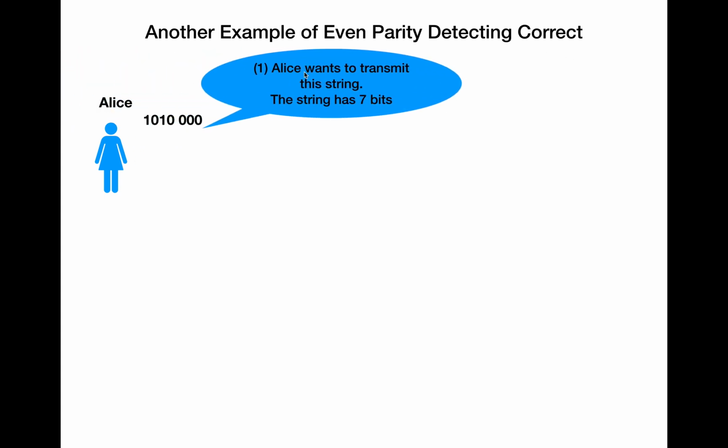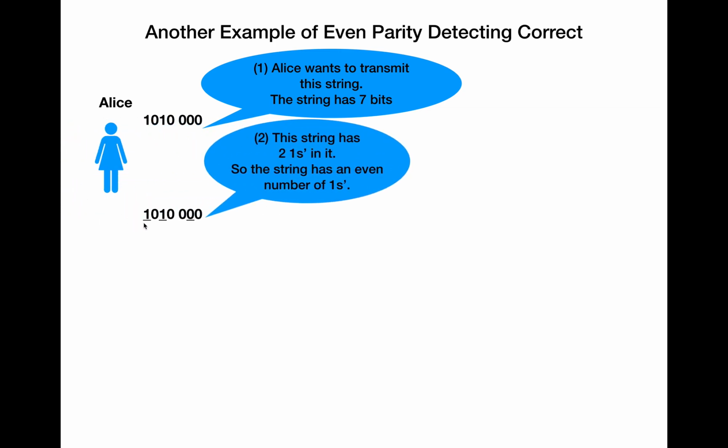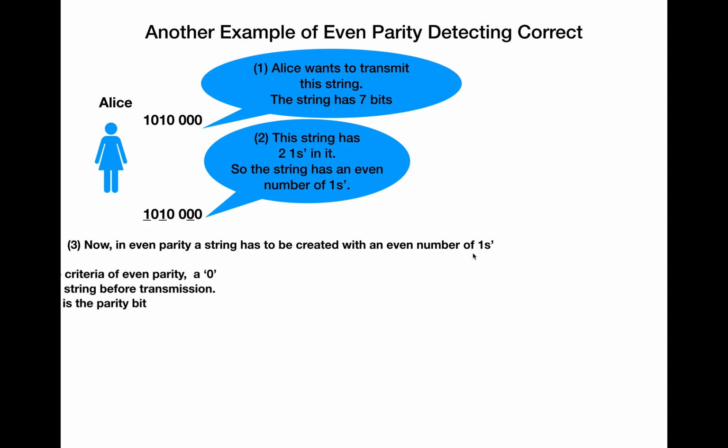Now let's look at another example of even parity detecting correct transmission. We have here Alice again, and she wants to transmit this particular string, which has 7 bits in it: 1, 2, 3, 4, 5, 6, 7. And now this particular string has 2 ones in it: 1, 2. So this particular string has an even number of ones. Now remember, in even parity, a string has to be created with an even number of ones.